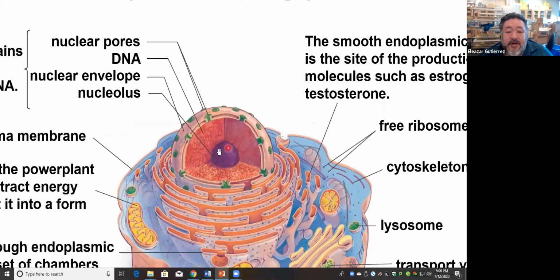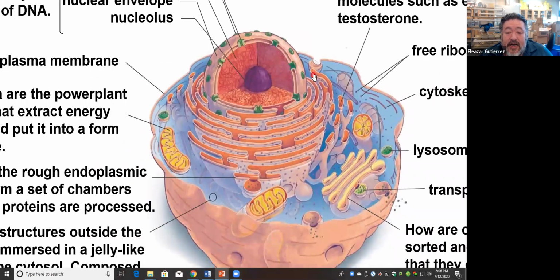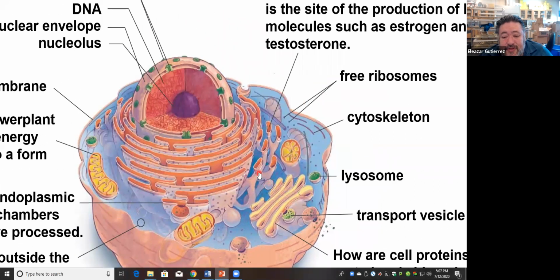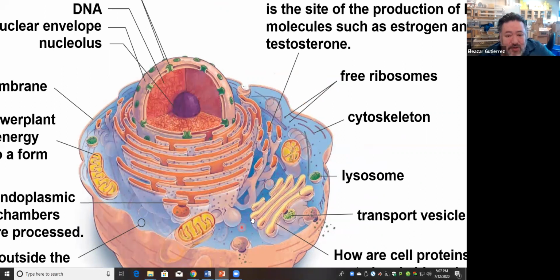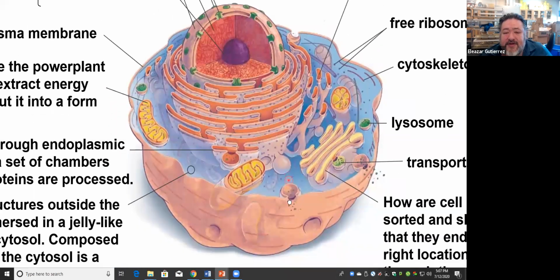There's a nucleolus, that's an organelle. There's a nucleus, that's an organelle. There's the rough endoplasmic reticulum, that's an organelle. Here's a lysosome, that's an organelle. Here's a mitochondria, that's an organelle. Here's a smooth endoplasmic reticulum, that's an organelle. Here's a Golgi complex, that's an organelle. And each one of these organelles carries out a different function.